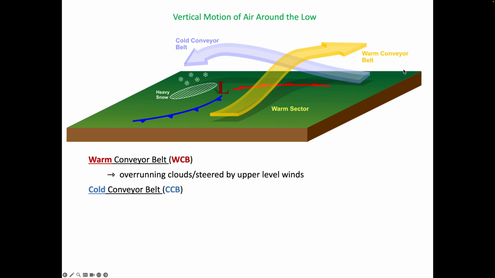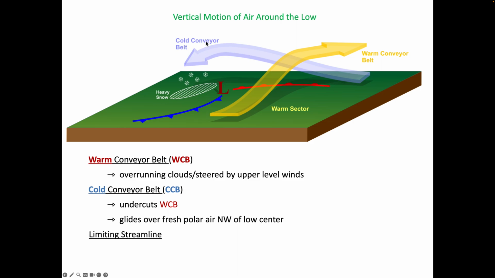The cold conveyor belt air, again, starting at the surface, glides up and over the stale cold air to the north of the warm front, but it undercuts the warm conveyor belt. It glides over the fresh polar air to the north and the west of the low center. And typically, and you can see this depicted here, to the north and west of the low center, we will get a region during the wintertime of pretty heavy snow falling out from the cold conveyor belt air that is rising to the north and the west of the low.